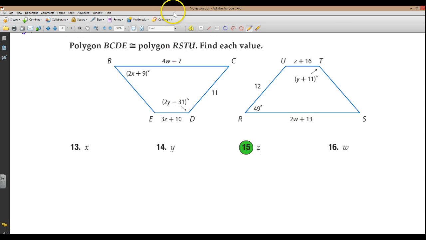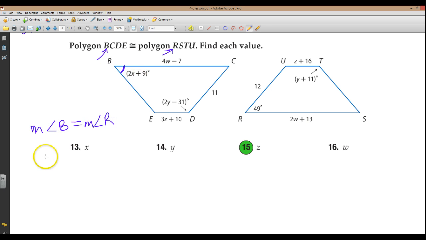For number 13, polygon BCDE is congruent to polygon RSTU. Find each value. So for number 13, if we want to find x, we have an expression here that has x in it. So 2x plus 9, and that's the measure of angle B. So angle B is the first letter in the name, so the first letter in the other polygon's name would be R. So angle B, the measure of angle B is equal to the measure of angle R.